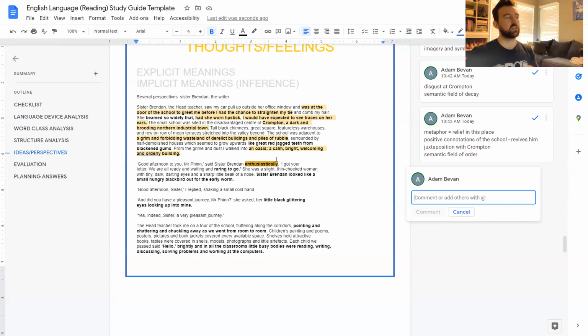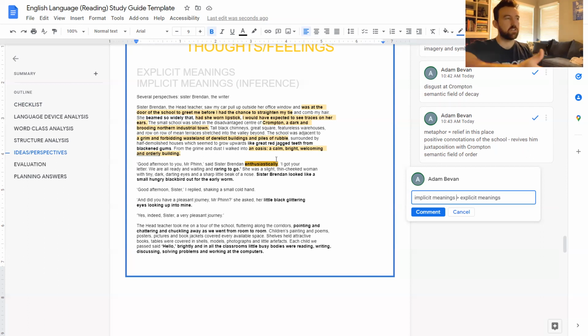So if you're writing an essay on how Sister Brendan feels about the school and the writer who's come to visit the school, there's nothing wrong with saying enthusiastically. There's nothing necessarily even wrong with using this quote, but what I will say is explicit meanings are weaker than implicit meanings. So if you use explicit meanings, you can still get a good grade, but you're going to do better generally if you use explicit meanings more as a pointer and then try and use implicit meanings. So use this as a support, basically.